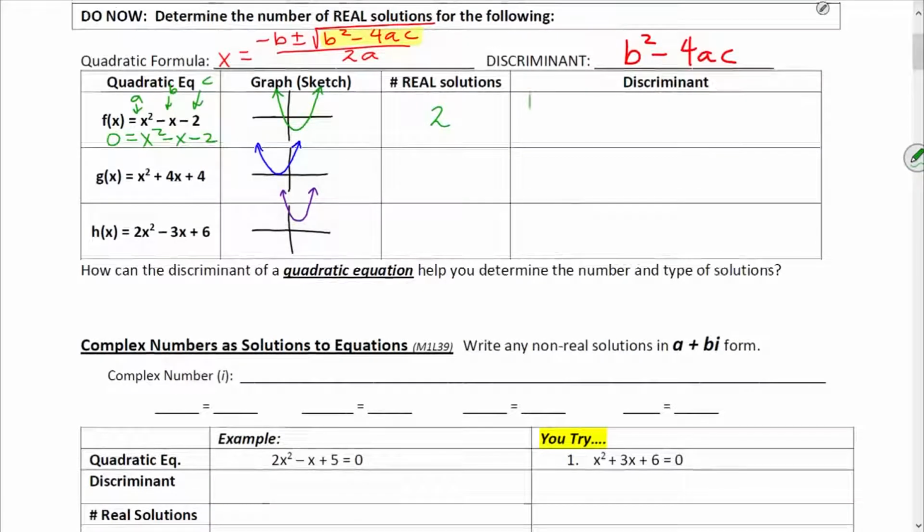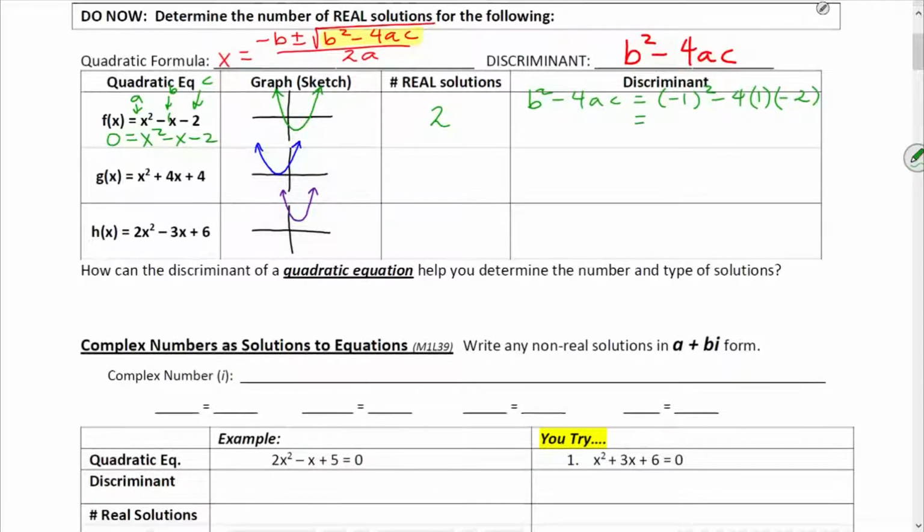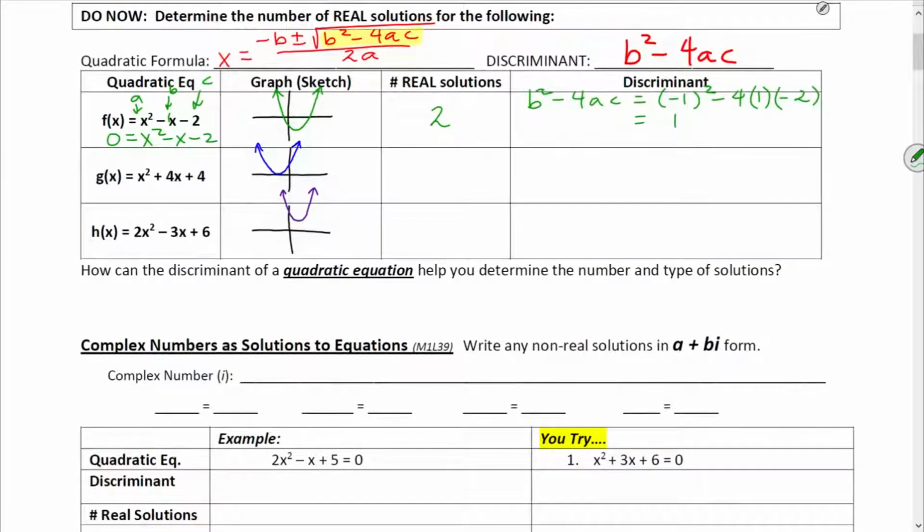So if I plug into b squared minus 4ac, then b is negative 1, so it is negative 1 squared minus 4 times a, and a is 1, and c is negative 2. So plugging that in, negative 1 squared is positive 1, minus 4 times 1 times negative 2, which is negative 8. So subtracting a negative 8 gives you 1 plus 8 equals 9.